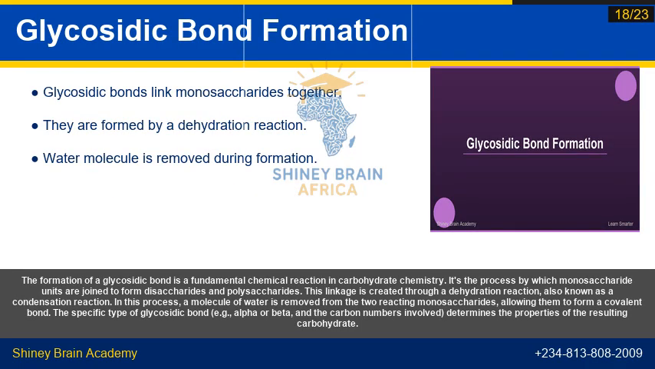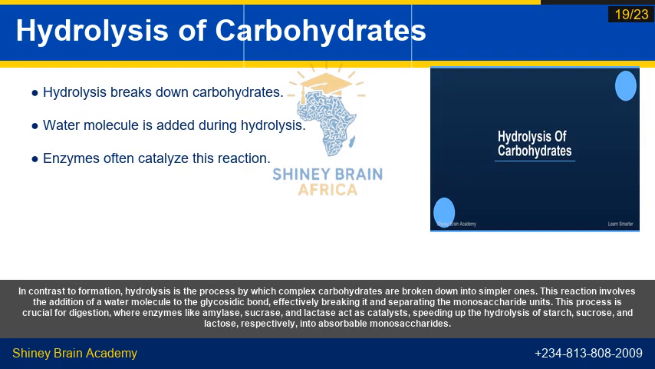The formation of a glycosidic bond is a fundamental chemical reaction in carbohydrate chemistry. It's the process by which monosaccharide units are joined to form disaccharides and polysaccharides. This linkage is created through a dehydration reaction, also known as a condensation reaction. In this process, a molecule of water is removed from the two reacting monosaccharides, allowing them to form a covalent bond. The specific type of glycosidic bond, for example alpha or beta, and the carbon numbers involved, determines the properties of the resulting carbohydrate.